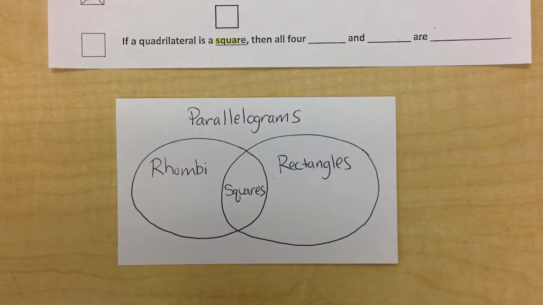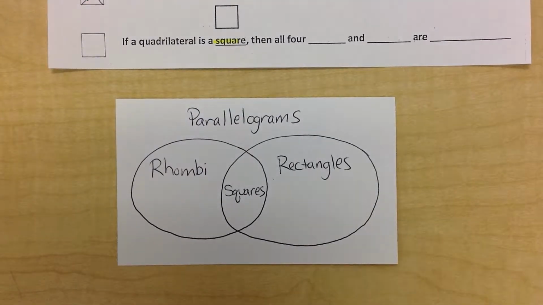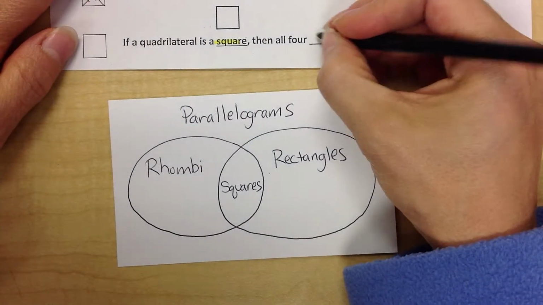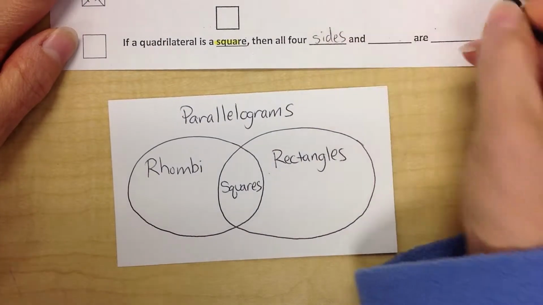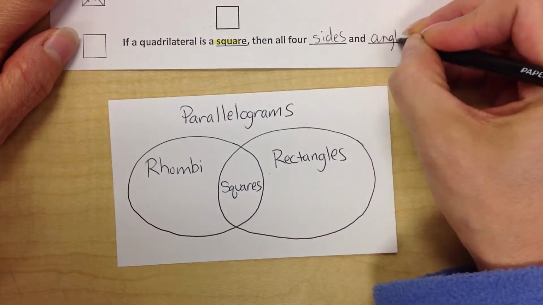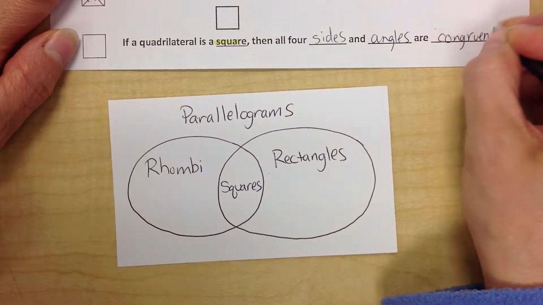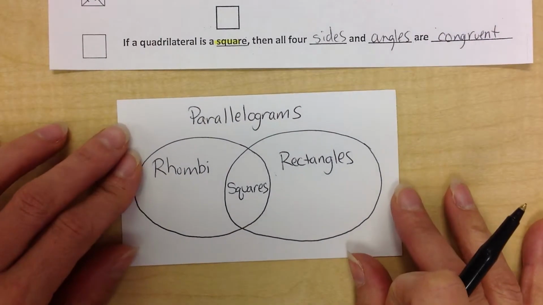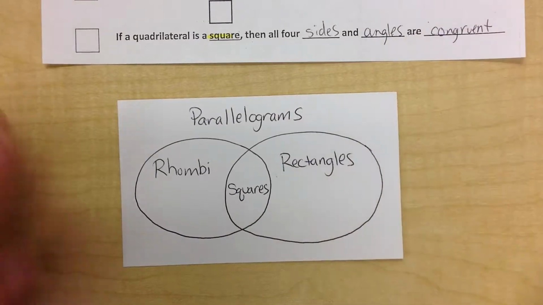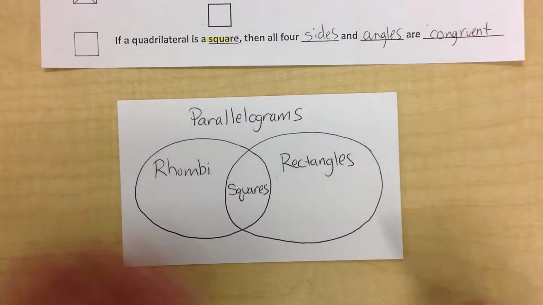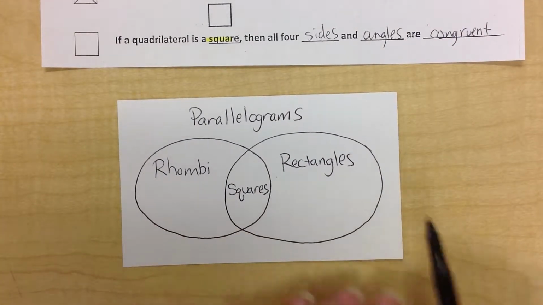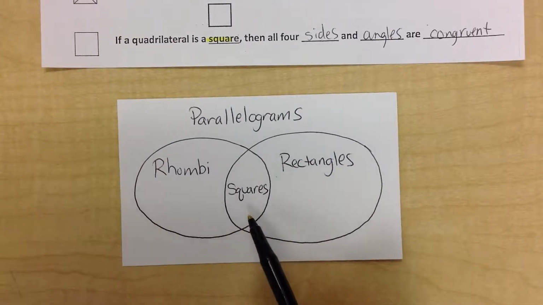Okay? If you know something's a square, then you know that all four sides and angles are congruent. It's a regular quadrilateral. Okay, I'll talk about that more another time. So anyway, again, I want to talk about this Venn diagram to reinforce Venn diagrams.